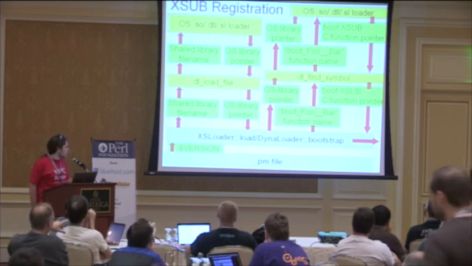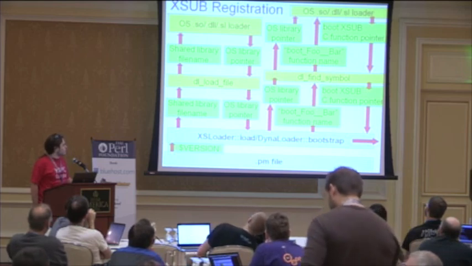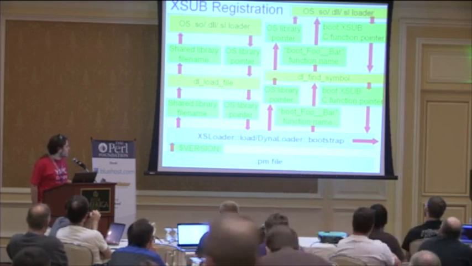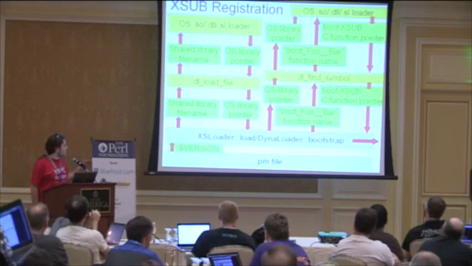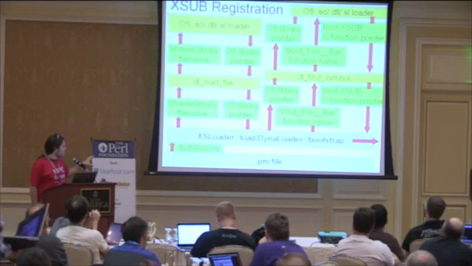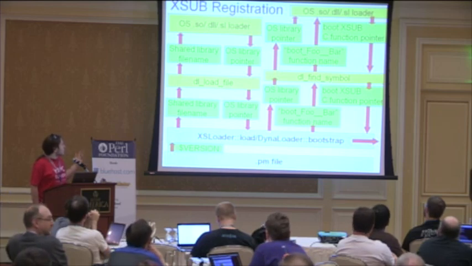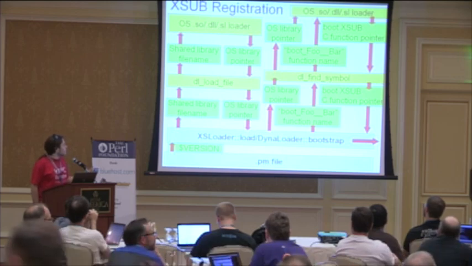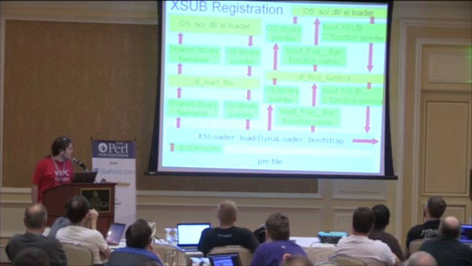How to make XSUBs appear in the Perl language. The main tool used is XSLoader or DynaLoader, and your PM file calls XSLoader, which calls dl_load_file. The yellow stuff is C code, and the blue boxes are pure Perl subcalls. You have to first load a shared library into the Perl process. XSLoader then will take your package name, prefix boot, and replace the colons with underscores.